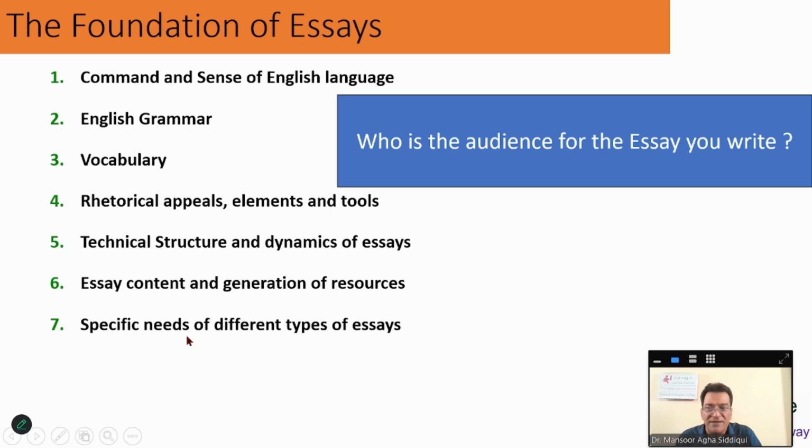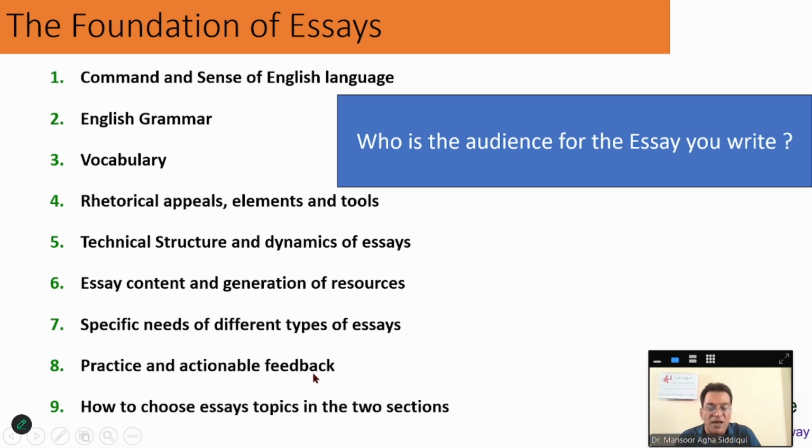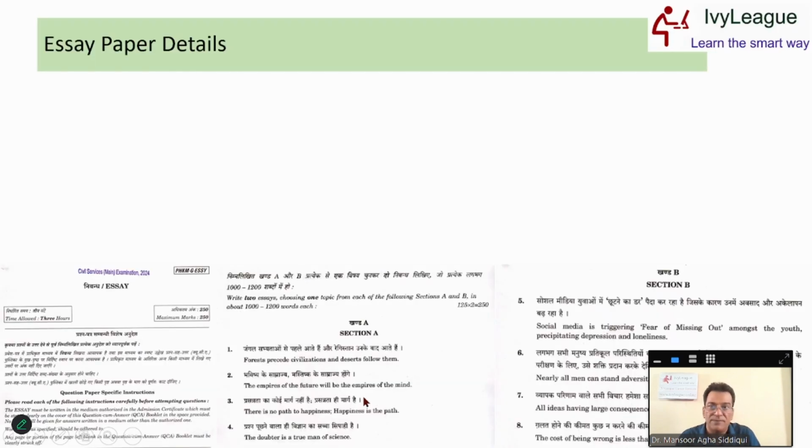Then you also have to understand the specific needs which different types of essays have. You have to practice and get actionable feedback, which I'm going to provide you a lot. And then, based upon that feedback, you'll have to improve yourself. Plus, the last part of this whole preparation, something which we are going to do possibly another 5, 6 months from now, is we will learn how to choose essay topics out of the two sections. In the beginning, we are not going to differentiate. We'll only learn how to write essays of various types, but how to choose topics from the two sections is something which decides about 20 to 30% of your score. That is the reason why we will learn this last element at a much later stage.